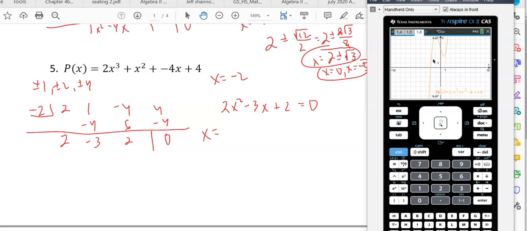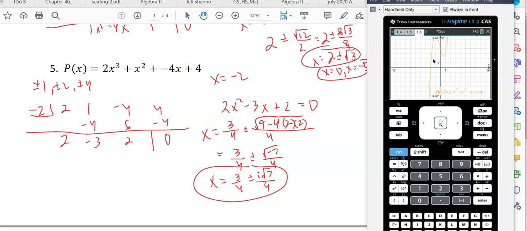So x equals the opposite of b would be 3 over 2 times 2 is 4, plus or minus, all over 4, square root of b squared is 9 minus 4 times 2 times 2. So we get 3/4 plus or minus 9 minus 16 is negative 7, so square root of negative 7 over 4. So we get x equals 3/4 plus or minus i root 7 over 4. And also x equals negative 2. Those are our solutions. We got that one from the graph.